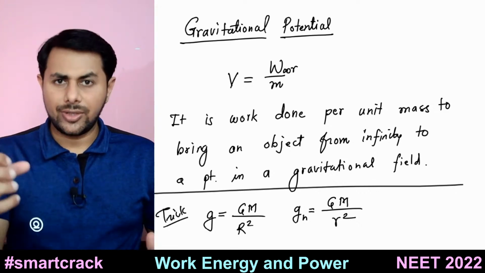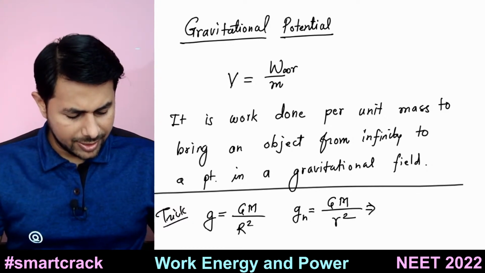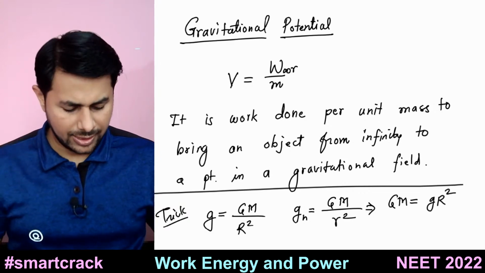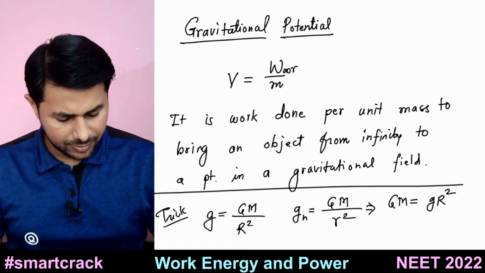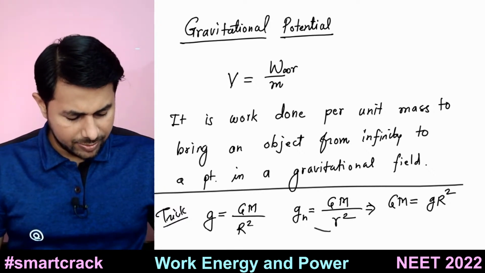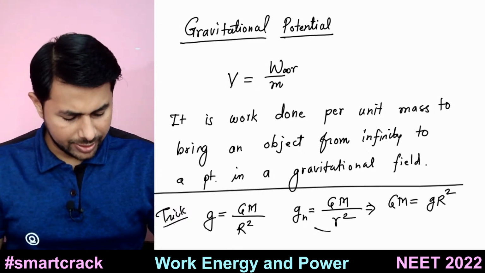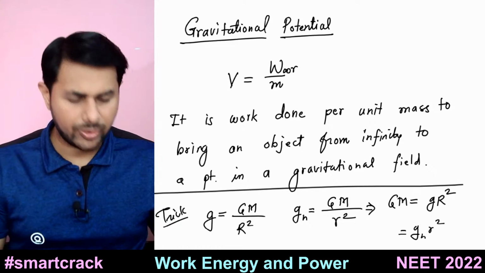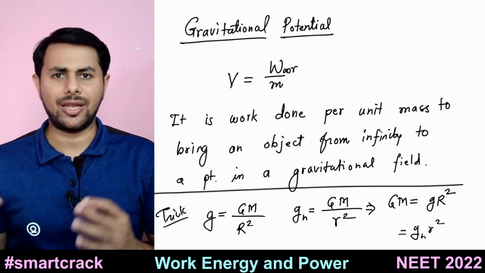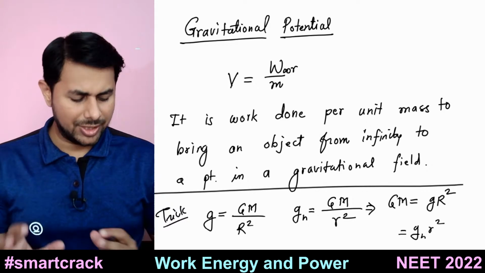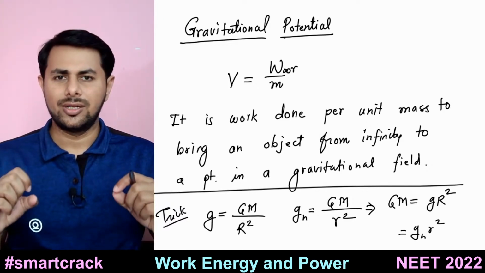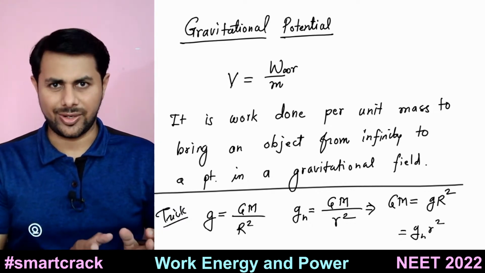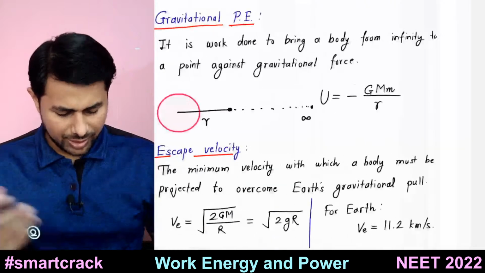So we'll take r square to the other side, so we can write GM as equal to gR square, right? If I take this small r square to the other side, I will get GM equals gh into small r square. What is small r? It is capital R plus h. Okay, so we need to remember this. GM equals g into R square, or gh into (R plus h) square. Okay, so it will come in handy.